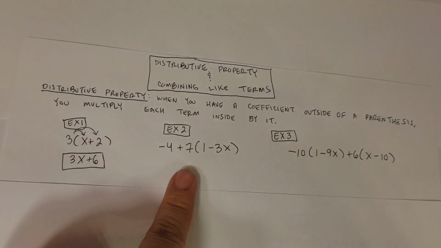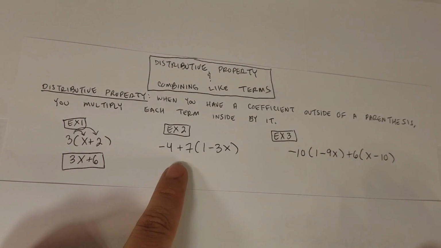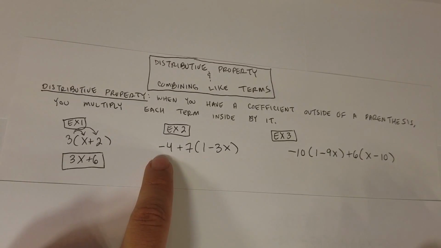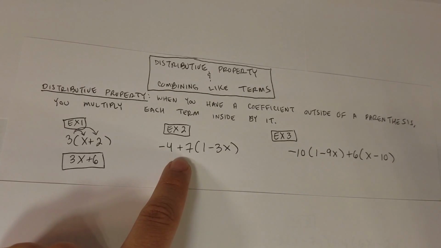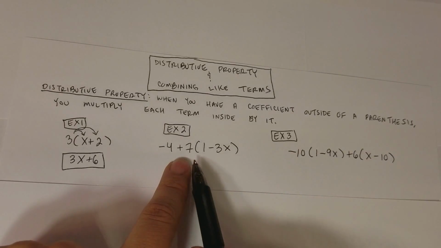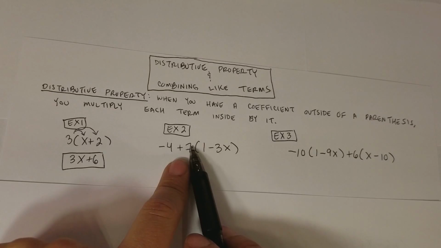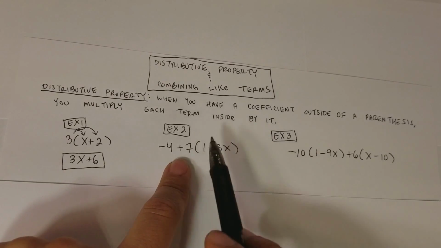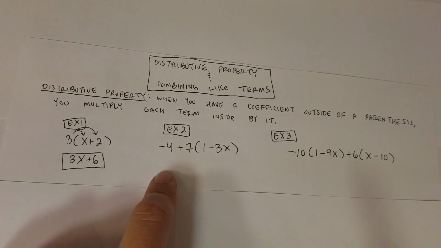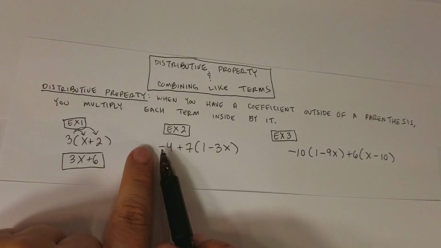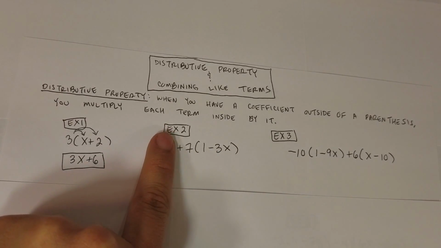For example number 2, please try your hardest not to subtract or add the -4 and the 7. The reason being, if you follow the order of operations PEMDAS, please excuse my dear Aunt Sally, we have to actually do parentheses first, then multiplication, meaning distributive property, and then at the end, addition and subtraction. So try your hardest not to add these two or subtract these two. Ignore the -4 for now. So distributive property is always going to be first.